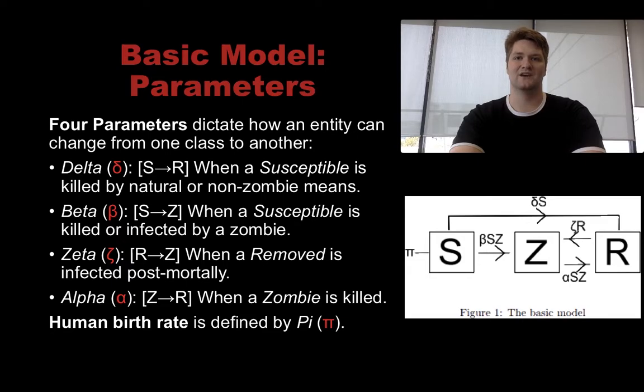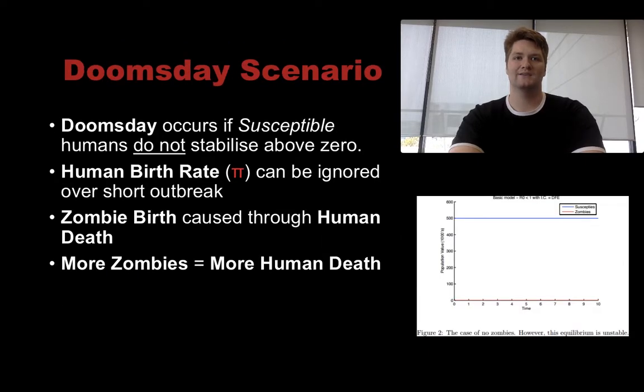Human birth rate is defined by pi. A doomsday scenario occurs if the number of susceptible humans does not stabilize above zero over time. Assuming an outbreak over a short time period, human birth rates can be ignored. Because zombies both cause and are created through human death, an increase in zombies leads to an increasing zombie birth rate. Thus, in the basic model, a doomsday scenario will occur if the zombies are not dealt with quickly.